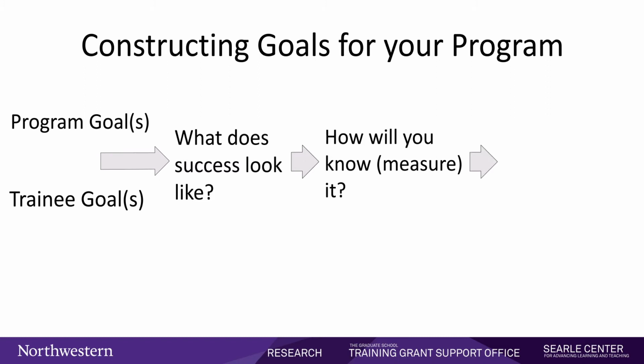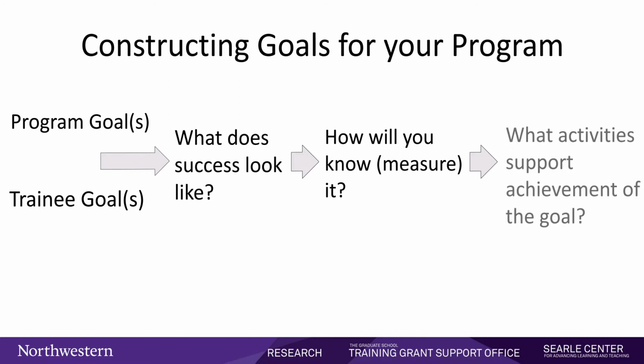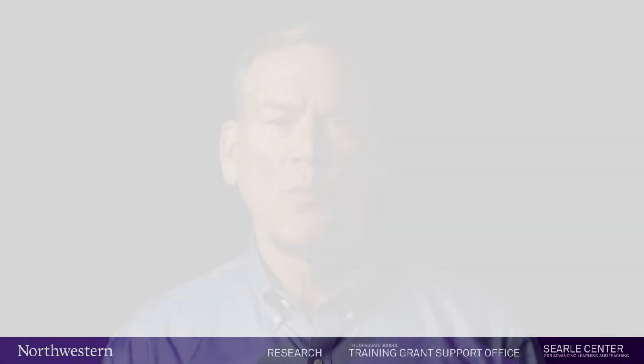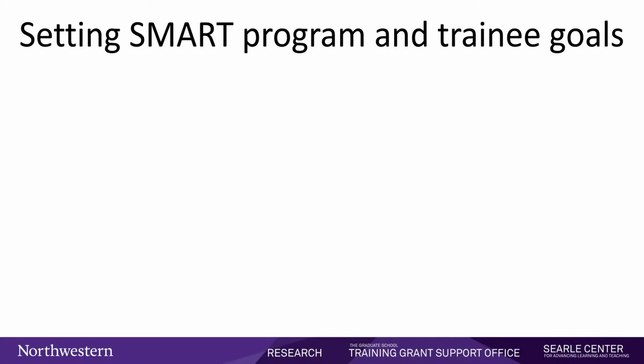As you design your program, you'll design activities that are specifically aligned with the goals that you have set. There are several formats for designing program and trainee goals that make both designing them and measuring them much easier. One format is to look at each goal and ask yourself whether it is a SMART goal. This means that they should be specific. Goals should clearly describe what success looks like.